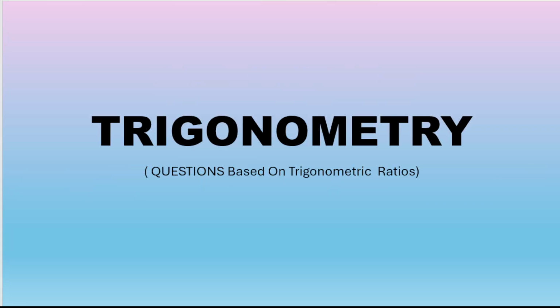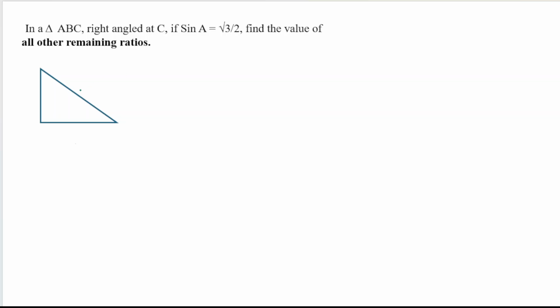Let's discuss how we can solve the questions based on trigonometric ratios. In this question, they have given you a right angle at C and the ratio sin A, and they are expecting you to find all the other remaining ratios. So how can we find the remaining ratios?